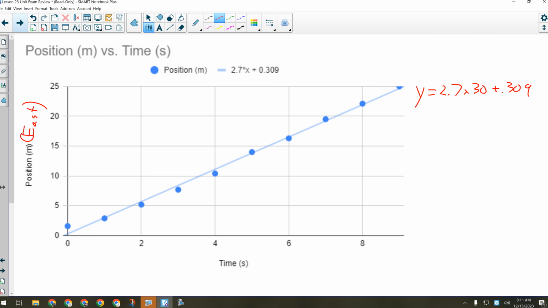What if I asked how long it would take to reach 50 meters? I put 50 in for y, and I'd be solving for x. So x would be y minus b over m, so that would be 50 minus 0.309 divided by 2.7, and that would tell me how long it takes to get to 50 meters. Simple y equals mx plus b manipulations, just like you were asked to do on your labs. All right, everyone okay with that?